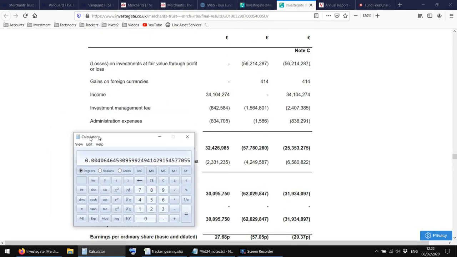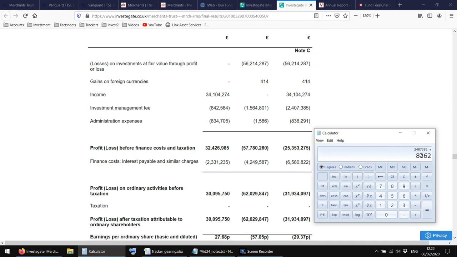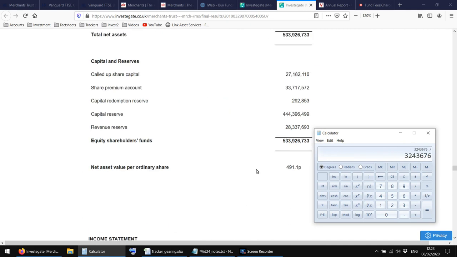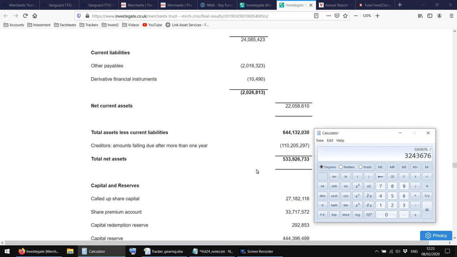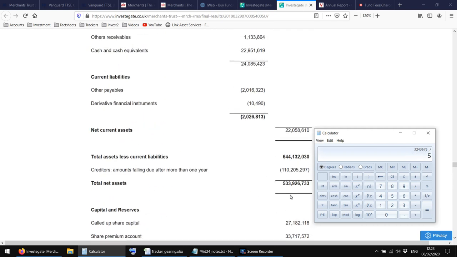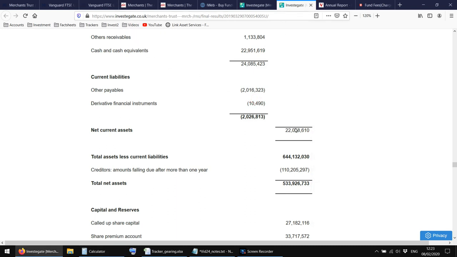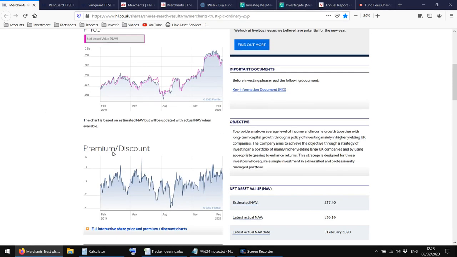So let's just do the total cost as well. So it's investment management plus admin expenses. 291. Nope, that's not the right number. Total net assets, I think it was. It did happen to be the right number actually. 533,926,733, 0.6%. So that's very close to the 0.59. Okay, so I think we can safely assume that's kind of an accurate number there that we've been given.